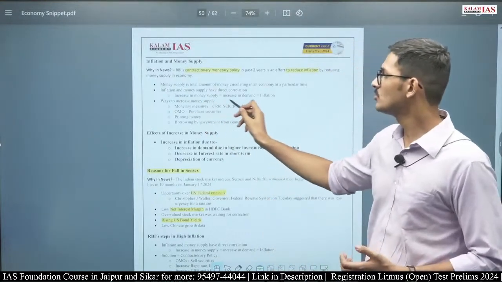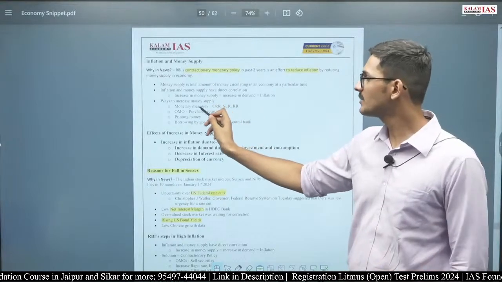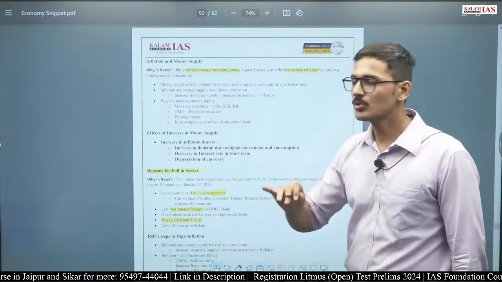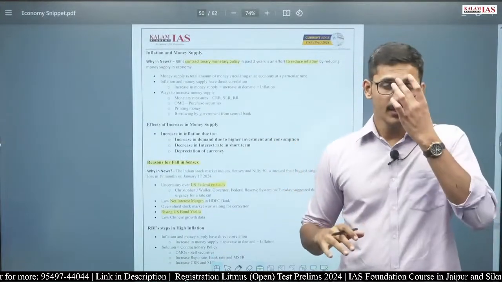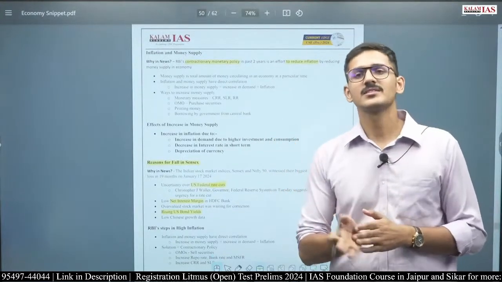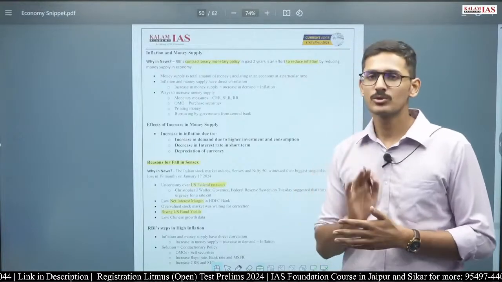So these are the ways to reduce money supply. How to increase money supply? You reduce CRR, you reduce SLR. So inflation and money supply have a direct correlation. Whenever there is high money supply, inflation will also increase.